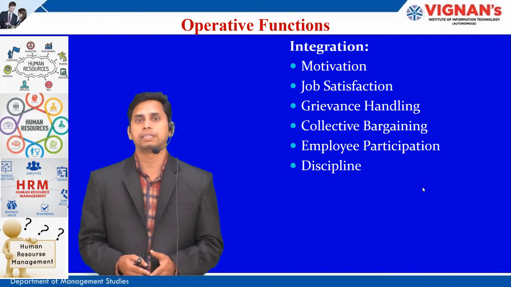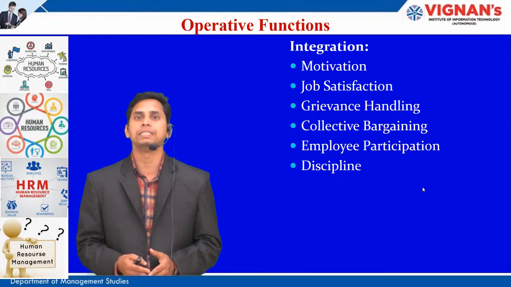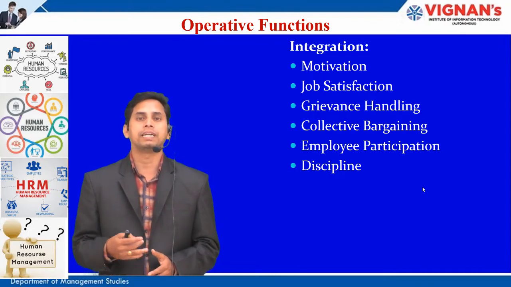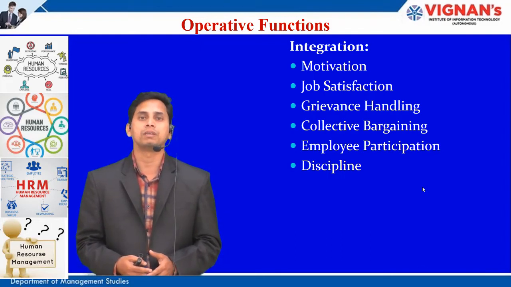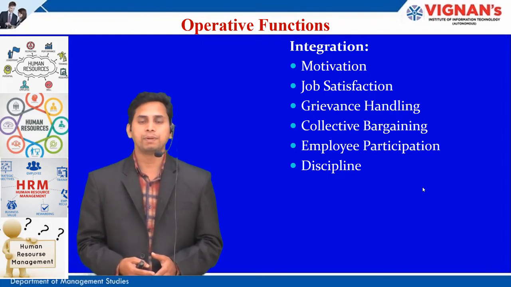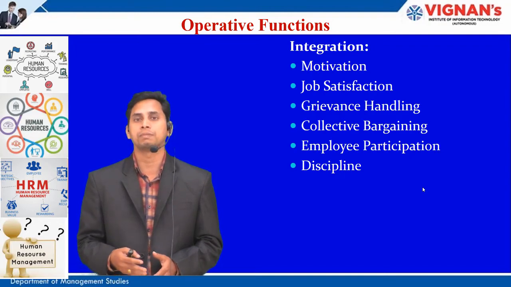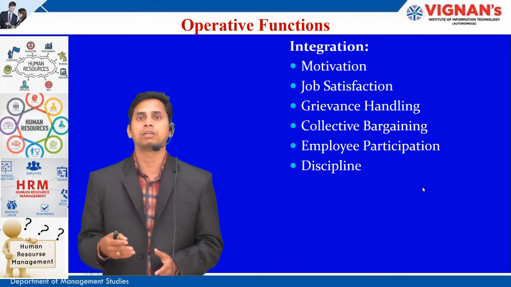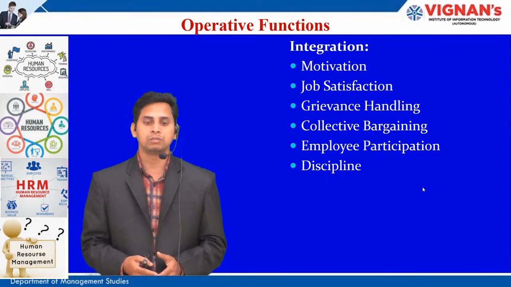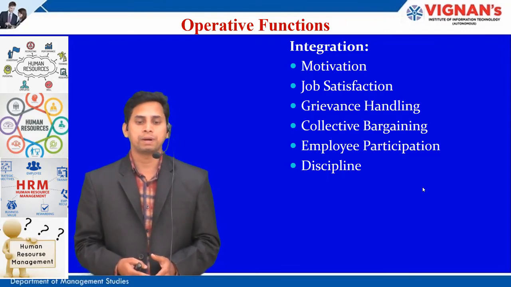And then collective bargaining. This is another important function of the HR manager, so that there won't be any disputes between the management and the employees. In case of disputes, collective bargaining is the way of resolving them. And then employee participation. Some organizations give priority to employees also while taking managerial decisions, where employees also get an option to choose whether to go ahead or withdraw some activities in the organization, which is a part of employee participation.